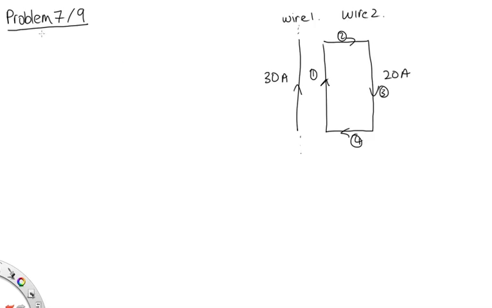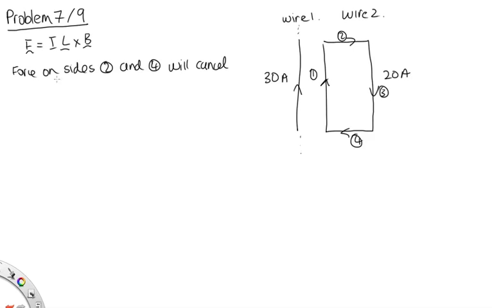Now for sides 2 and 4, we have F is equal to IL cross B. And these are exactly symmetric. The magnetic field strength along each segment of the wire will be the same at each point, and the only difference is the direction of the current flow. So the force on these 2 sides will actually cancel each other out. So the force on sides 2 and 4 will cancel out.